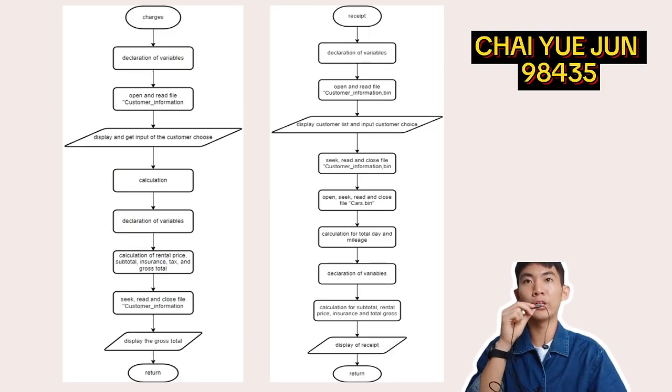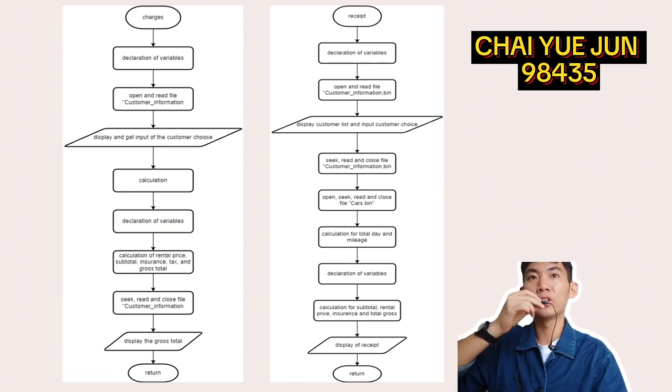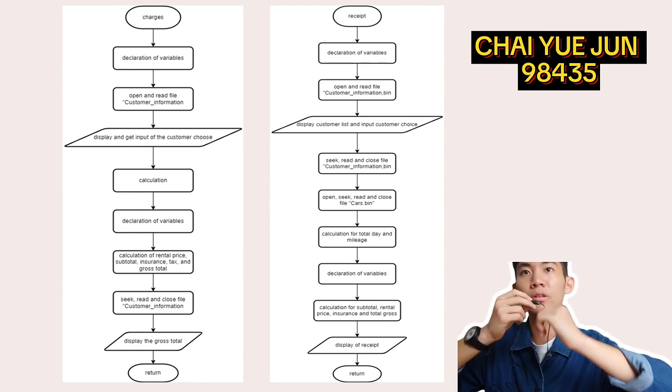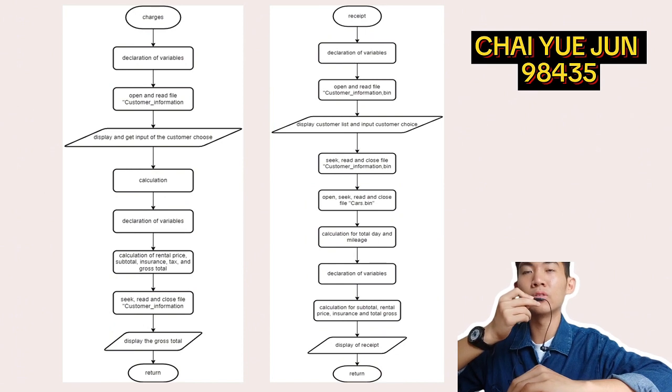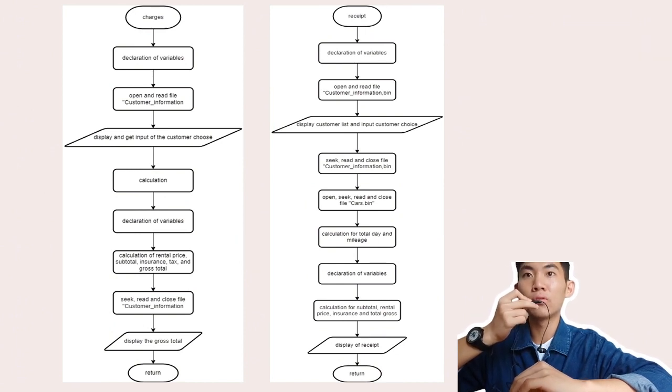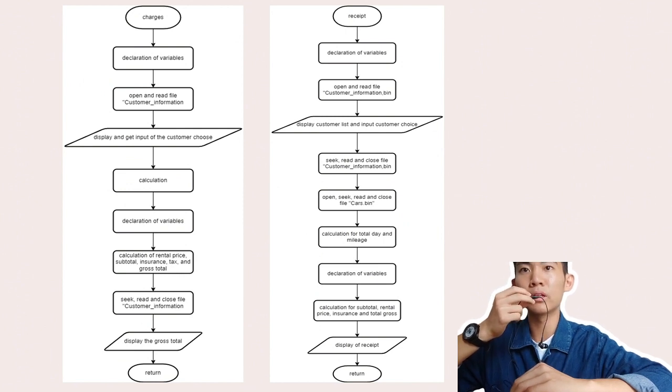Now I will go through to explain the two functions, the charge function and the receive function. Now I will go through first the flowchart of the charge function. First, we will do the declaration of variables, and then open and read the customer information file. Then we'll display and get the input of the customer's choice. Then the calculation will go through.